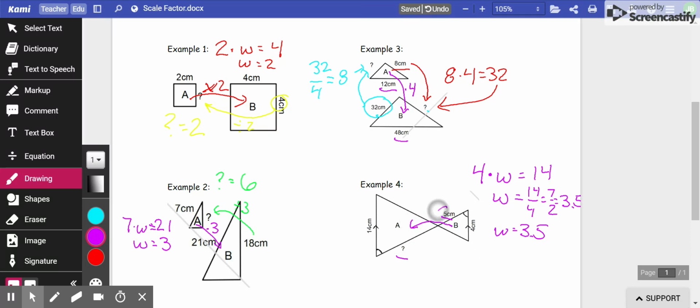So if I'm trying to figure out how to take this and get down to the question mark, I simply have to take 5 times 3.5, which will give me 17.5, and that's the answer to the question mark.